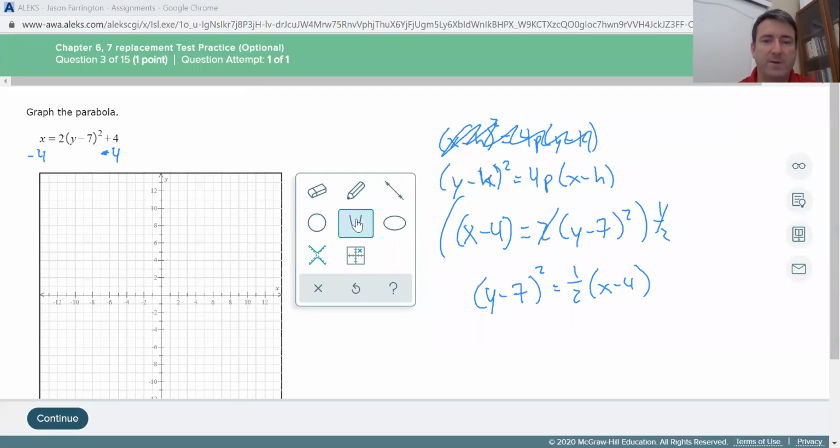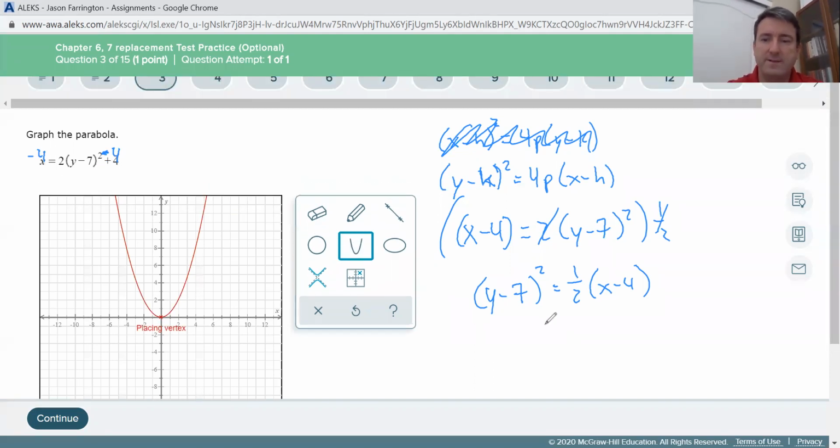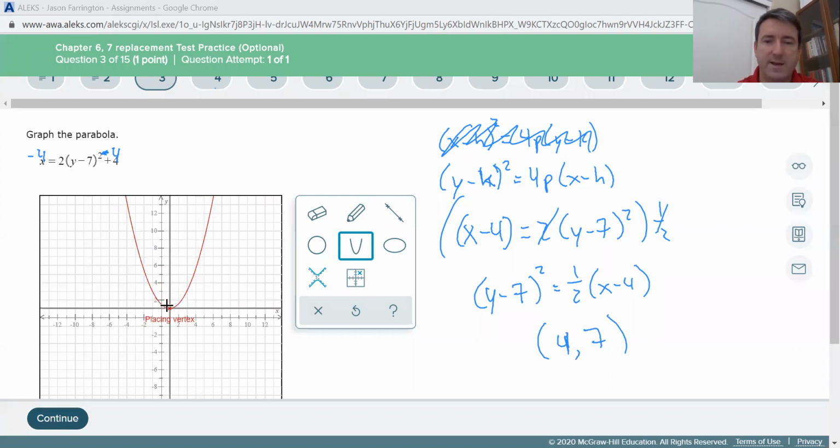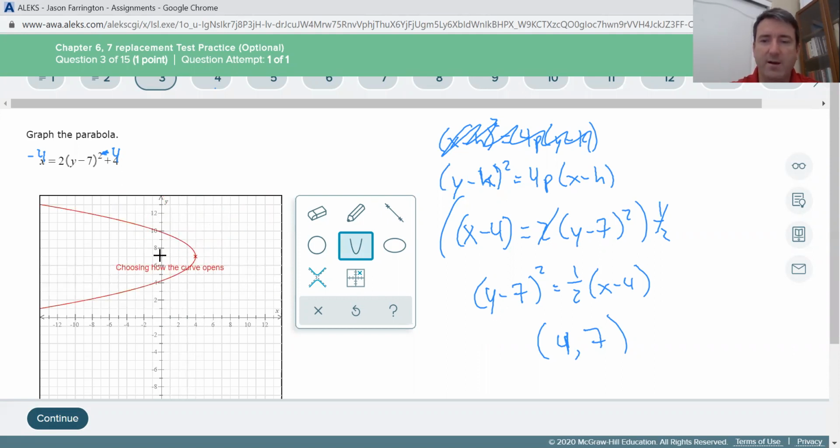So let's first choose our parabola shape. We can see that the vertex here is going to be at 4, the number we're subtracting from x, and then 7, the number we're subtracting from y. So our vertex is at 4, 7. And the y is being squared, so we know it's laying on its side. And our p is positive, so it's going to be going this way.